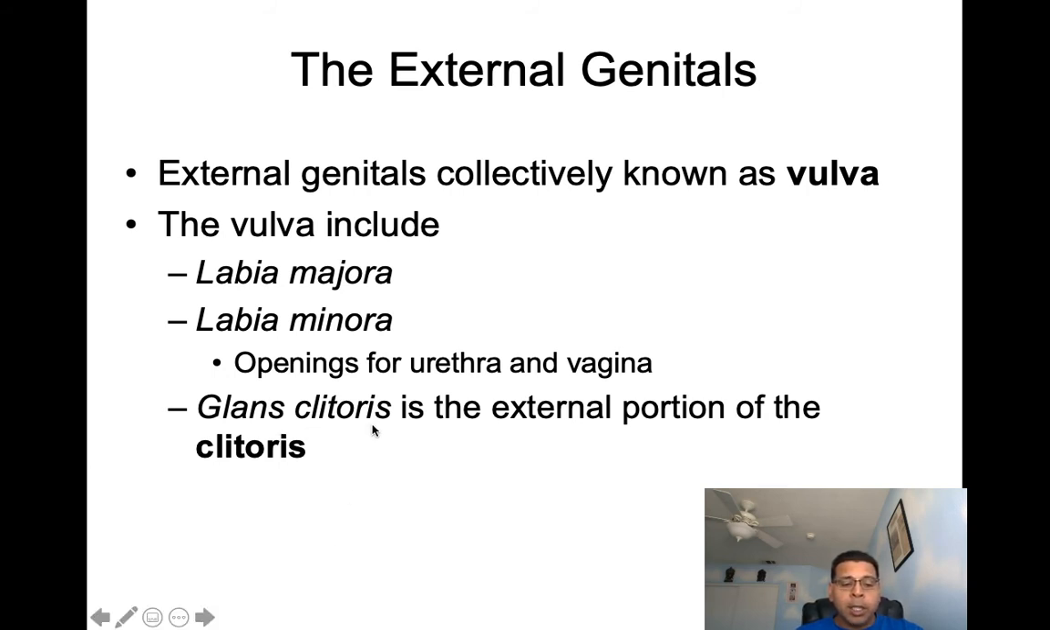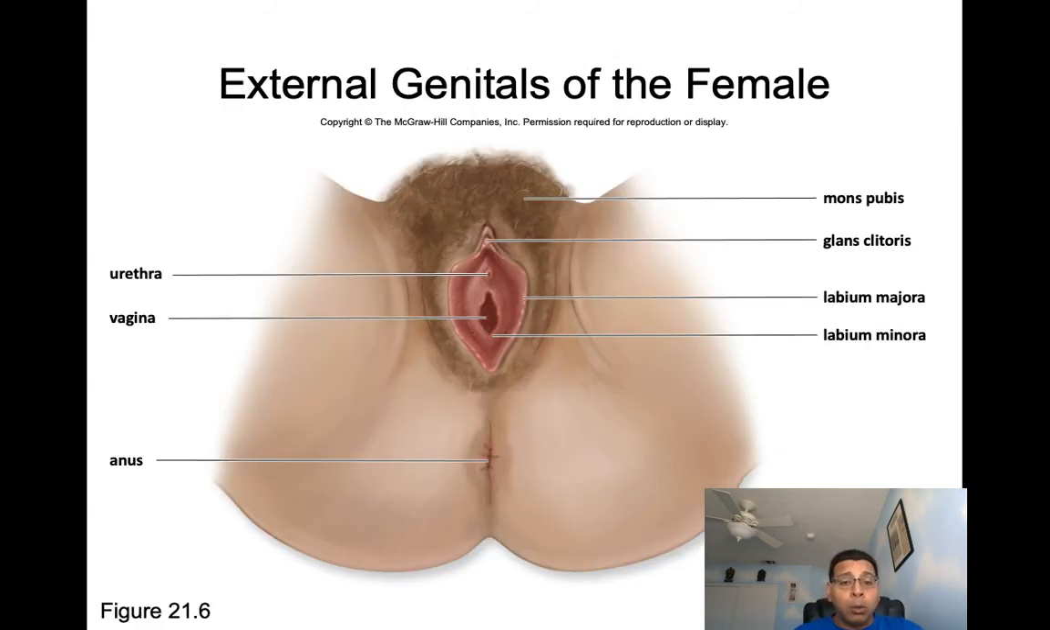This is the external portion of the clitoris. This is the organ of sexual arousal in females. It too becomes engorged with blood during sexual stimulation. The vagina may be closed by a tissue called the hymen. Here we can appreciate the vulva, and the hymen would be found covering the vagina right inside of here. It's an incomplete partition that may be found closing the entrance into the vagina.